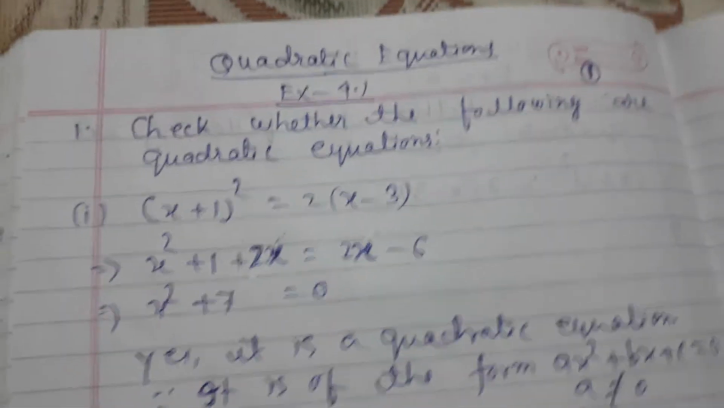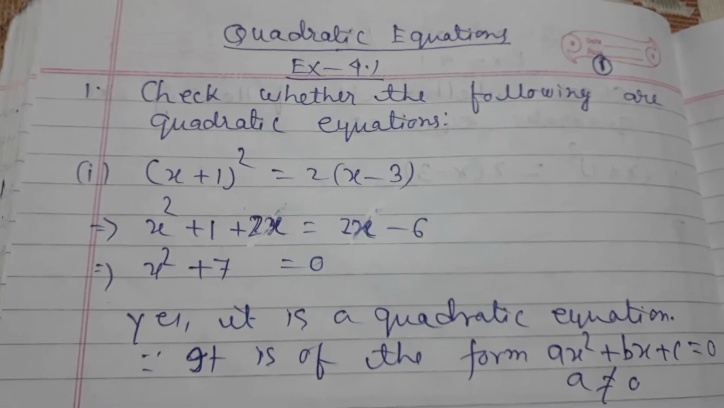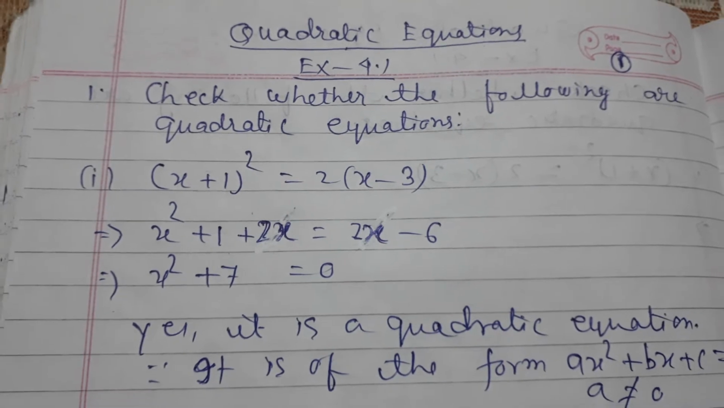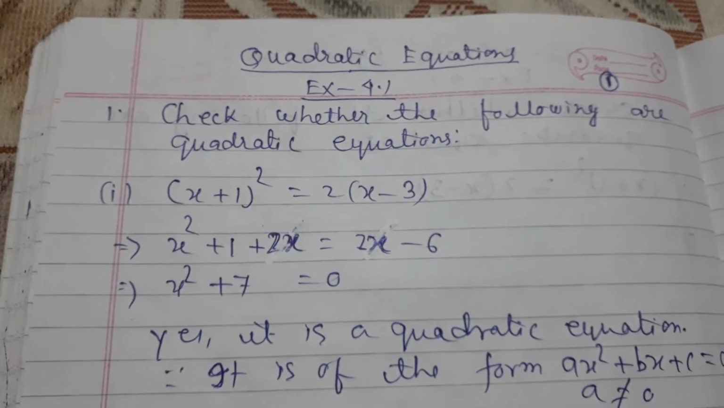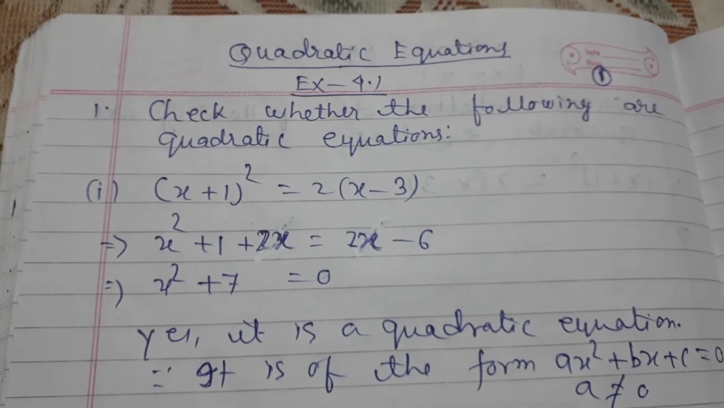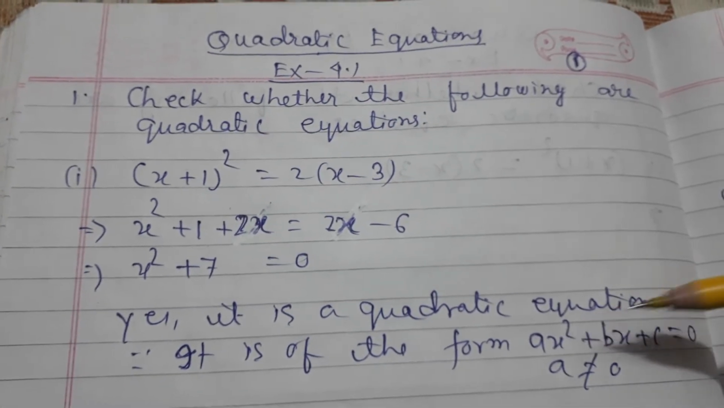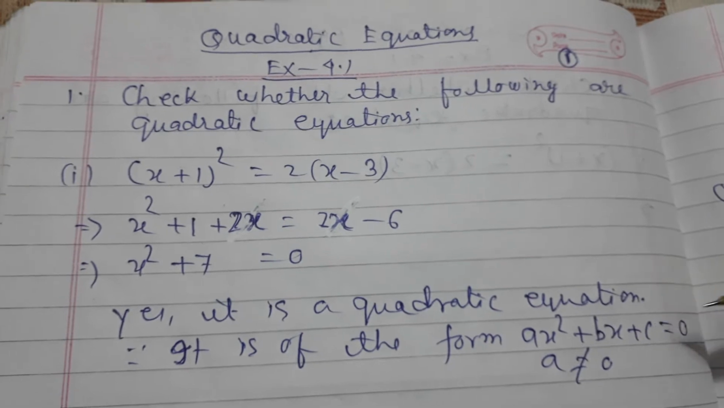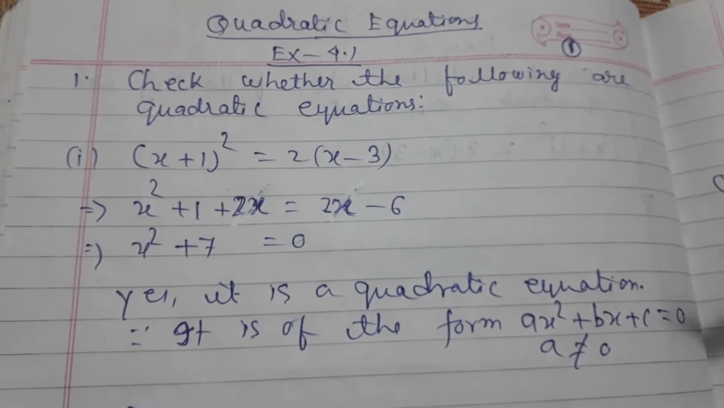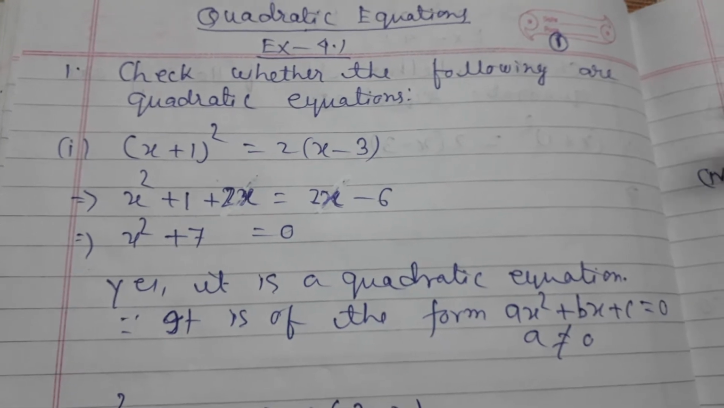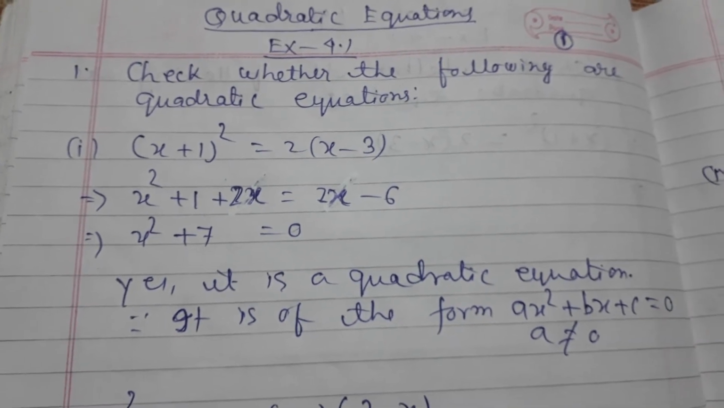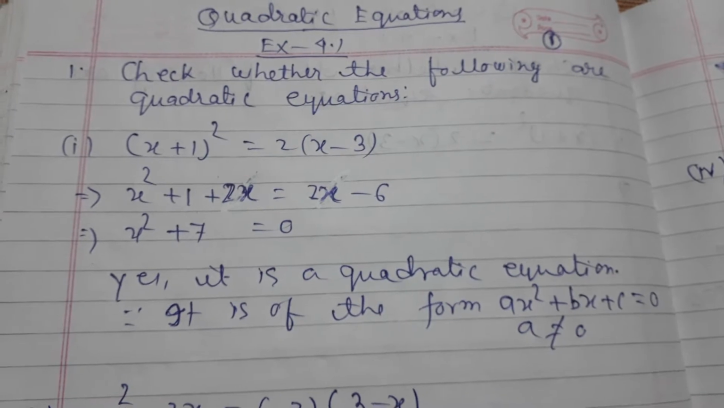I am going to start quadratic equations. At first, listen, what are quadratic equations? Quadratic equations are those in the form ax square plus bx plus c equal to 0, and a not equal to 0, which means the coefficient of x square must be present. Then they are quadratic.